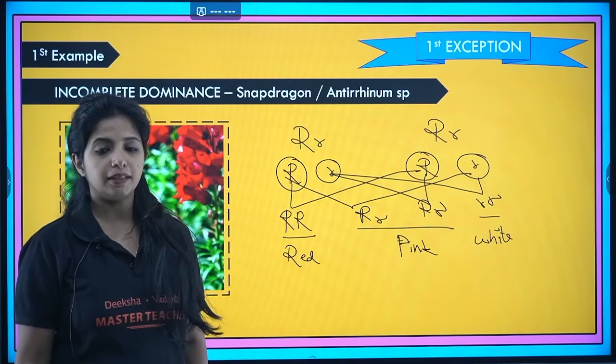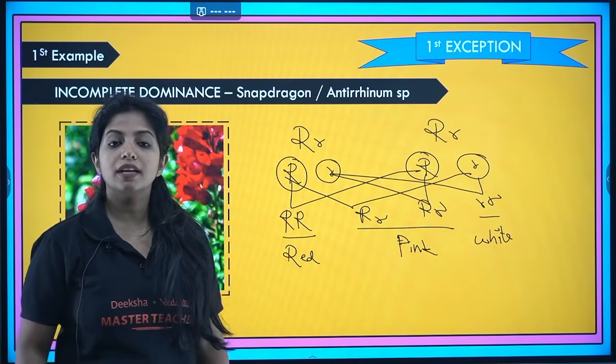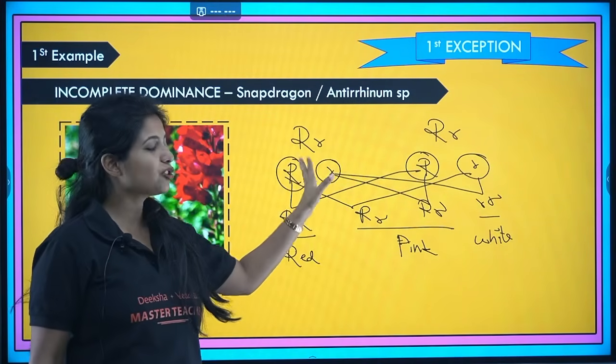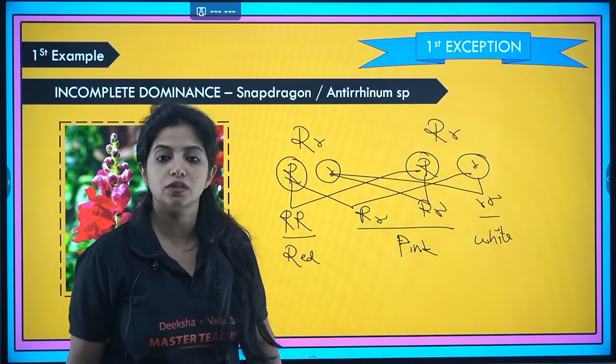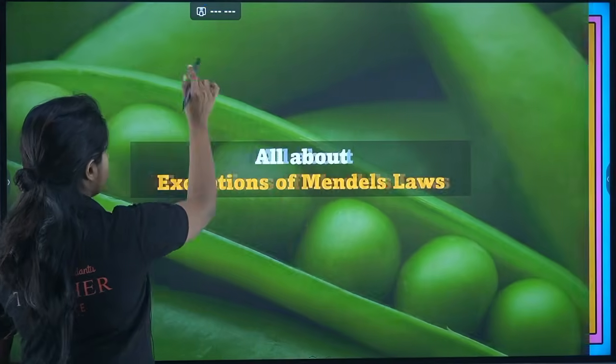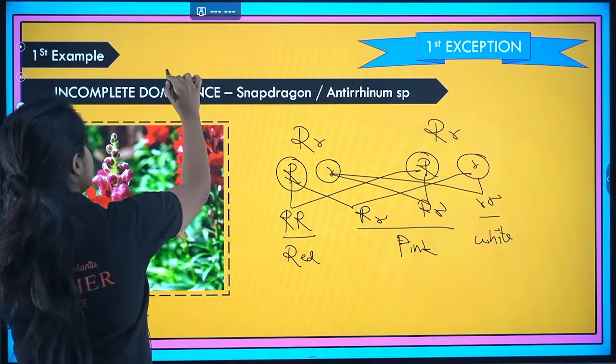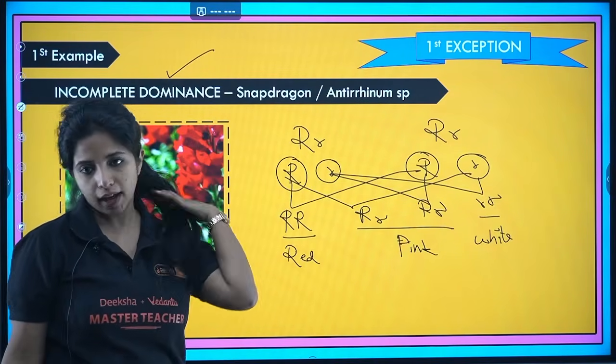Why do you think that happened? Because the alleles over here are not completely dominant, or the dominant allele is not completely dominant over the recessive allele. You call this condition incomplete dominance. Incomplete dominance, and this, my dear children, is an exception that you have.